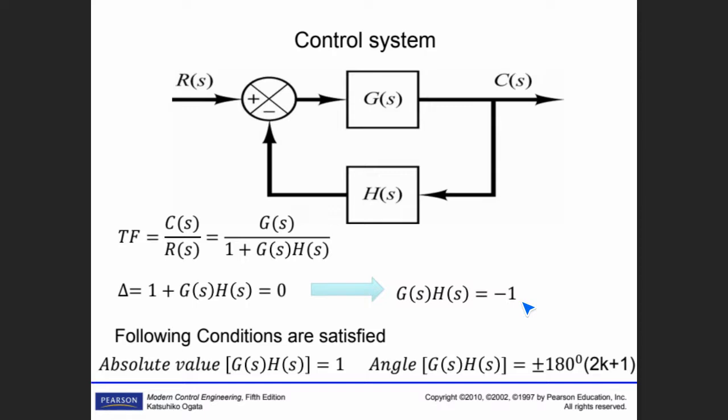But one thing is obvious: the G(s)H(s) amplitude should be 1, or G(s)H(s) should be minus 1. This is one point. So the absolute value, the amplitude, as I told you before, should be 1. But the other one, the angle, should be 180 degrees or an odd multiple of that.